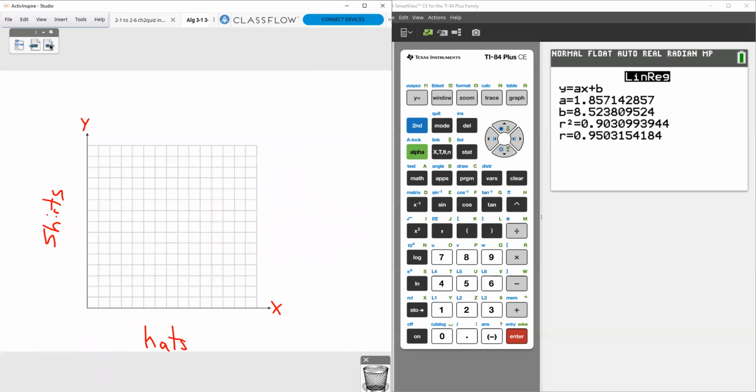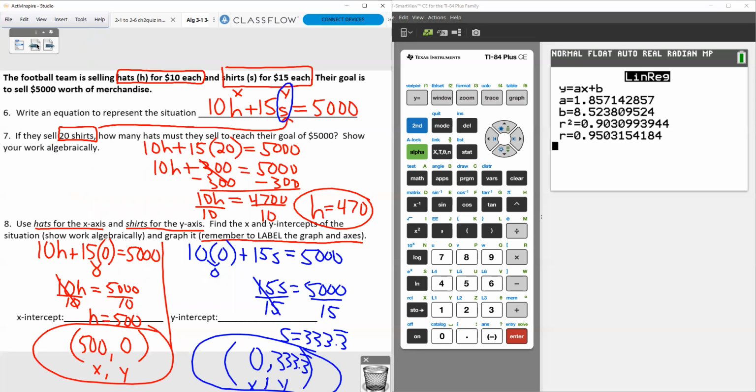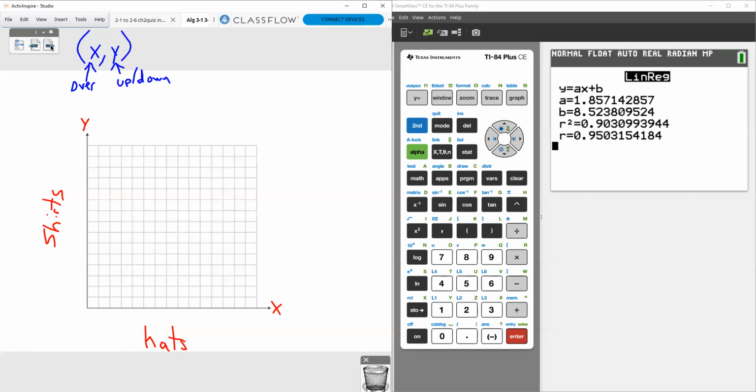Please remember that when you graph points, points are always written x, comma, y. Your x value is how many you go over. Your y value is how many you go up or down. So be very, very careful. So I labeled my axes. Now I want to graph my points. This point is 500, comma, 0. So I need to go over 500 up to 0.